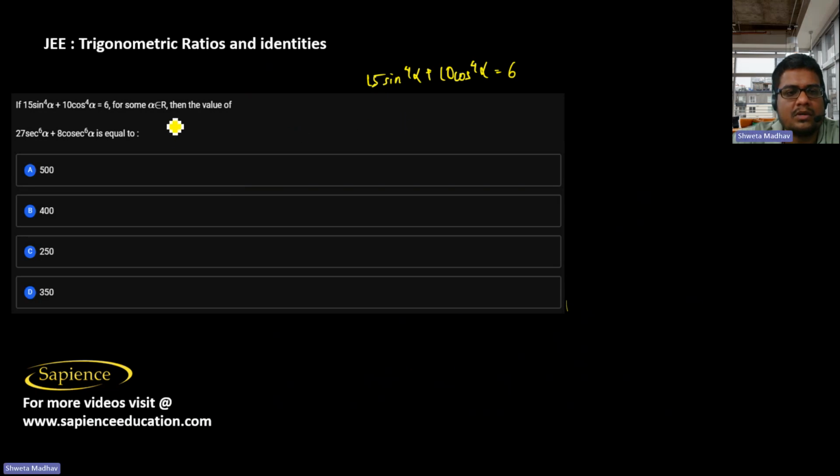For some alpha belongs to R, the value of 27 sec power 6 alpha plus 8 cosec power 6 alpha is equal to how much? So now you can say this will be 15 sine power 4 alpha plus 10 into cos square alpha, which I can write as 1 minus sine square alpha, whole square, that is equal to 6.